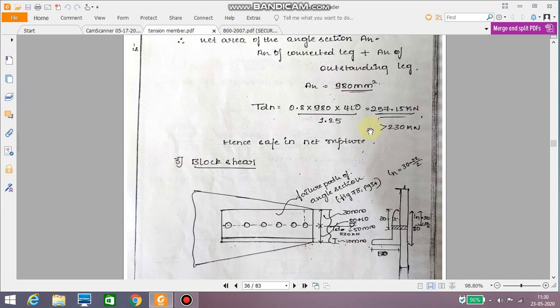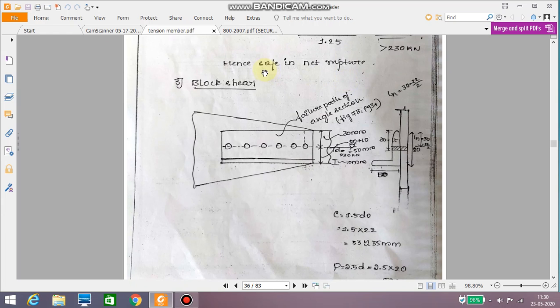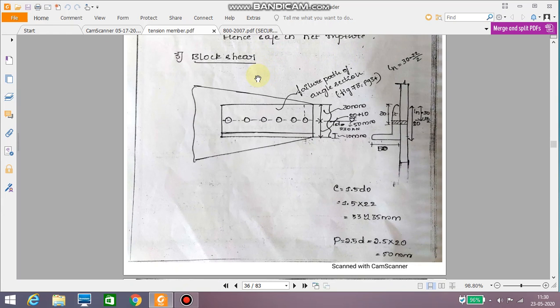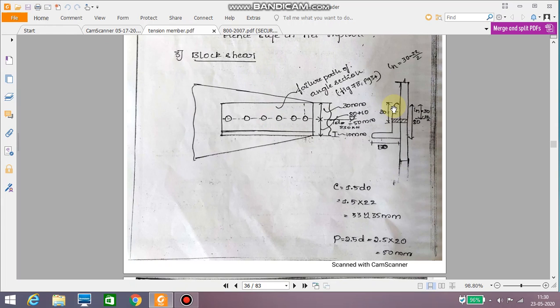So Tdn works out to be 257.15 kilonewton, again greater than 230 kilonewton. So it is safe in net section rupture. Now coming to the block shear, you calculate what is Ln, which is 30 mm here.